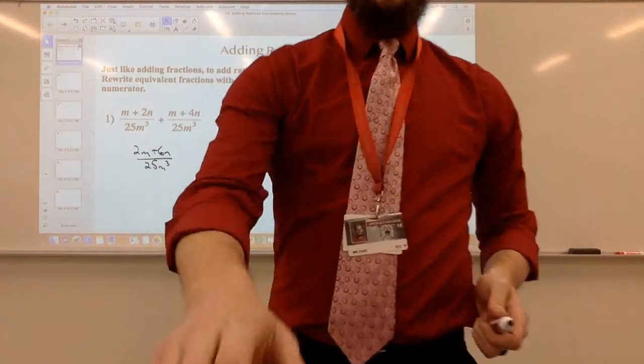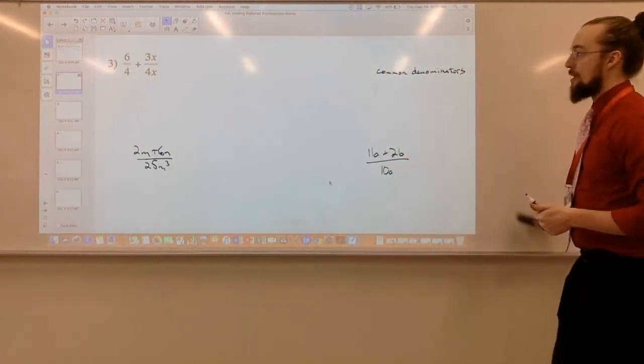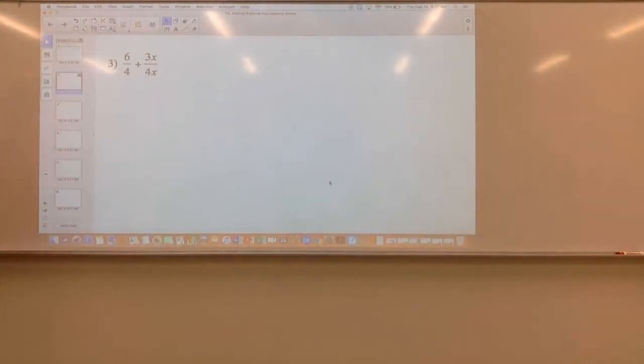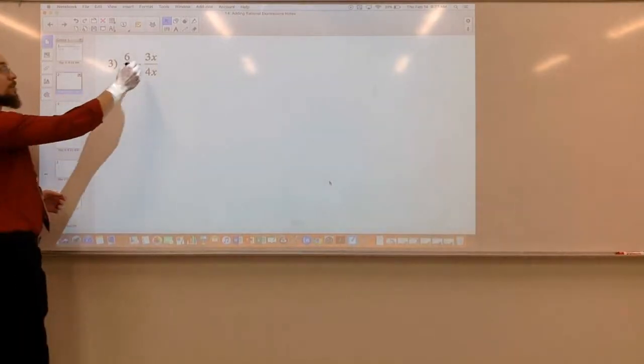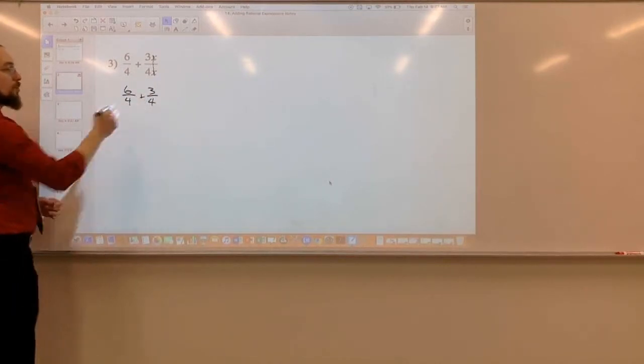Alright. Now, let's take a look at some examples where we do not already have common denominators. Here I've got 6 over 4 plus 3x over 4x. I actually have a couple of options here. I think the easiest would be to simplify before we add. If I take a look at this 3x over 4x, how can I simplify that? The x's would cancel out. And I just end up with 6 over 4 plus 3 over 4.